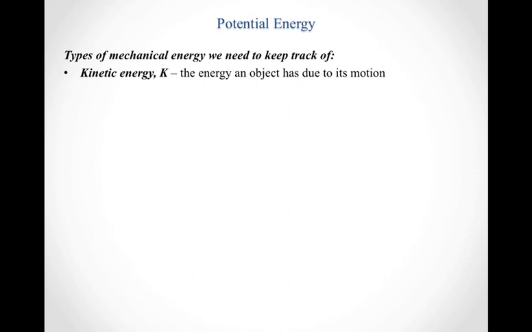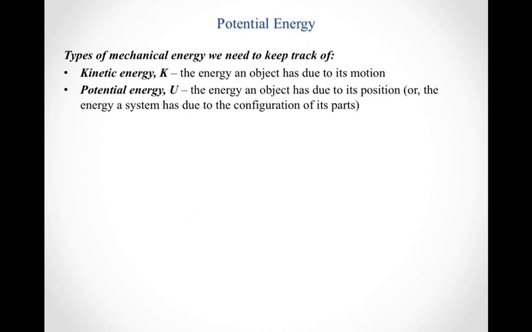So in working problems with energy, what we've said we want to do is learn how to recognize what energies are present in our system and then learn how to keep track of them. And so for the mechanical energy systems that we're dealing with right now, what types of mechanical energy do we need to keep track of? Well, the first one is the kinetic energy. And that one's relatively easy to recognize because it's the energy due to an object's motion. So if the object is moving, then we need to keep track of its kinetic energy.